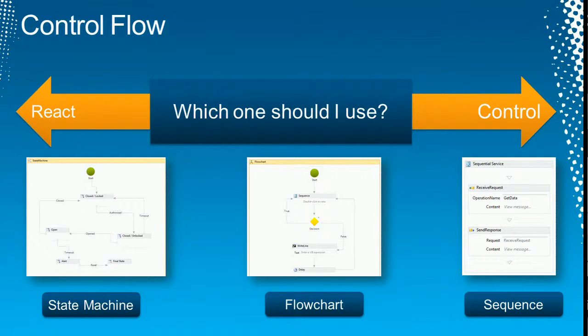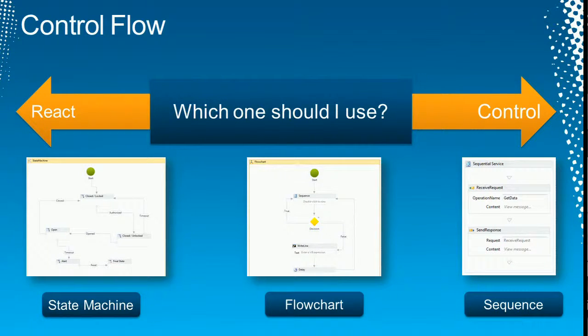See, on the react side, I want to write a program that reacts to things that people do or conditions in the world or events that are happening. So I write a program that reacts. In this case, I have a program that's a little more passive. It's kind of responding, but it still wants to direct the flow of things. Then on the far side, the state machines are all about react.